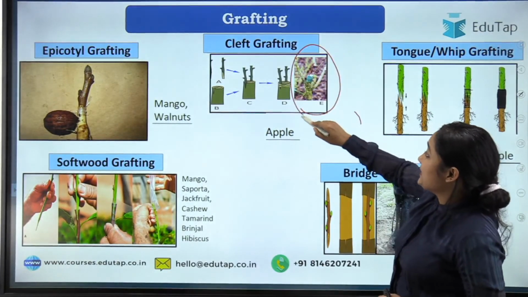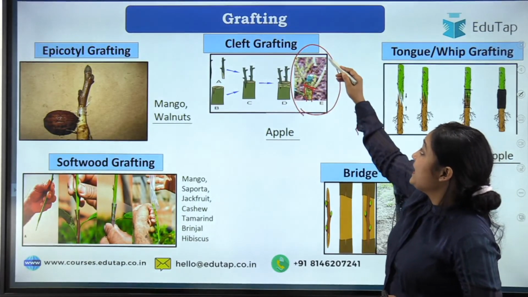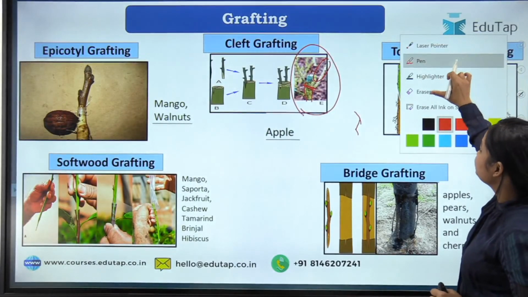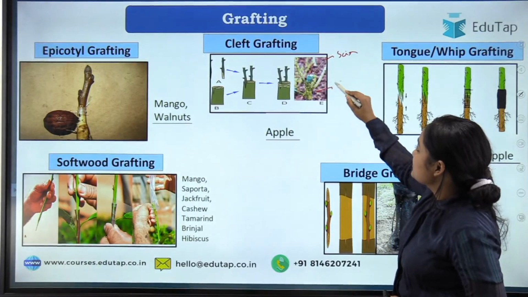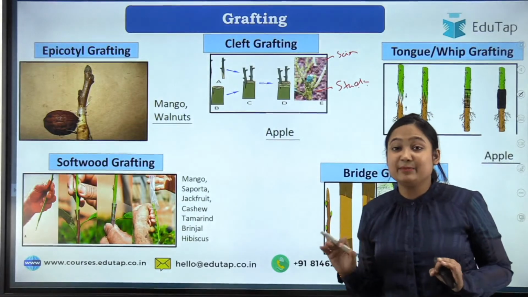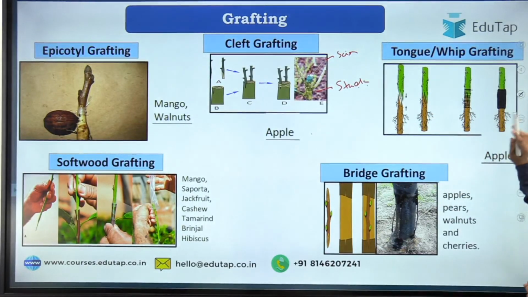This is the real picture, and this part is your stock part. See how much thickness there is, and for the scion you have very thin parts. So this is your scion and this is your stock. I think everybody can notice the difference in the diameter. So that is your cleft grafting. This is basically used in the apple. In apple, another method is also used, that is tongue whip grafting.